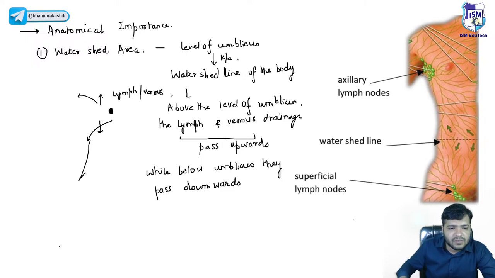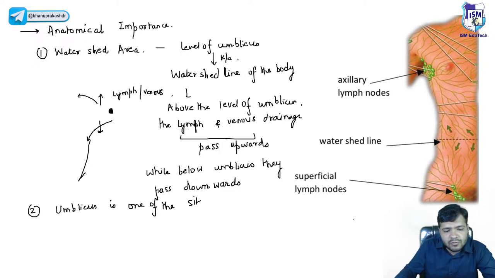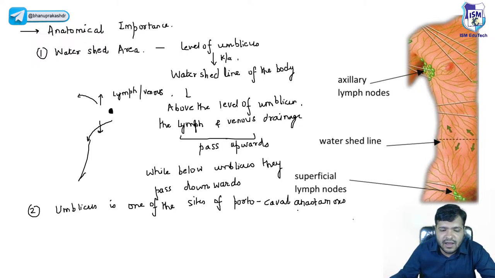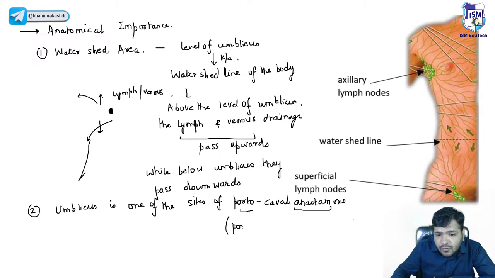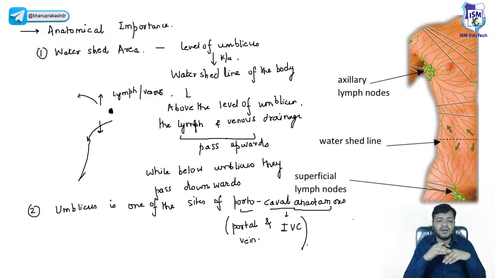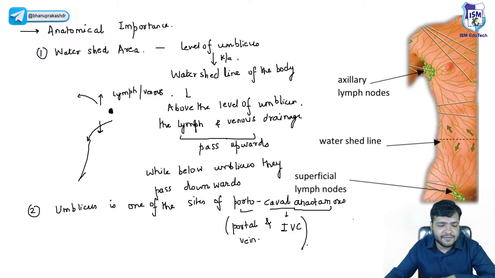Okay. Second point, guys, that umbilicus, it is one of the sites of porto caval anastomosis. Now, when I say anastomosis, anastomosis का मतलब बेटा क्या होता है? Meeting point. Now, when I say porto caval, porto का मतलब हो गया बेटा portal vein, वेरी इंपॉर्टेंट वेन, दैट इज द पोर्टल वेन. एंड केवाल का मतलब हो गया बेटा इंफीरियर वेना कावा, जहां पे दे आर मीटिंग, लाइक द पोर्टल वेन एंड द इंफीरियर वेना कावा.